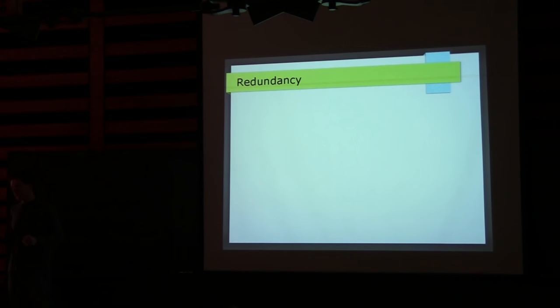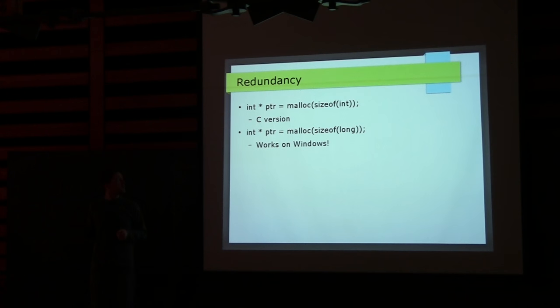More examples of redundancy in the language. Consider malloc. We call malloc, we have to specify the size of the variable that we're trying to allocate space for, and then we specify the type that we're going to store the pointer to that data in. This is the C version. Now, I have seen a lot of code that looks like this.